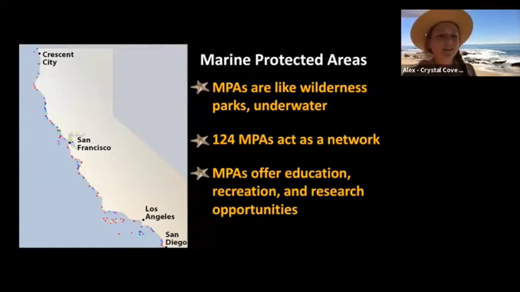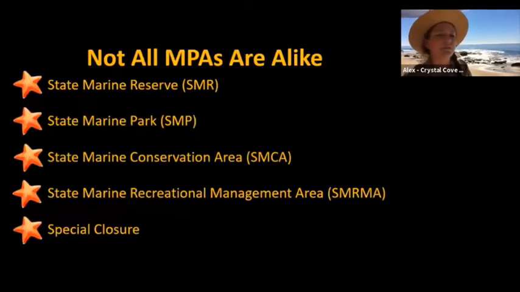So marine protected areas are like wilderness parks on land, just under the water. There are 124 MPAs that act as a network throughout the state of California. We have one of the largest and most cohesive networks of MPAs in the world, protecting about 16% of our waters here in California. And while there are rules and regulations for these places, there are also places where you can bring your family and your friends and you can enjoy. You can go surfing, you can go scuba diving, sailing, even fishing in some places. And there's education and research opportunities here in our MPAs.